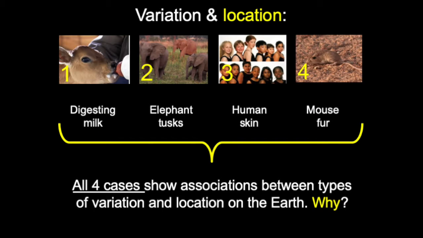The overarching goal of the lesson is for students to engage in cross-case comparisons of biological phenomena, in this case milk digestion, elephant tusks, human skin, and mouse fur. And they do this in order to collaboratively build abstract conceptual models that are capable of explaining seemingly disparate patterns.